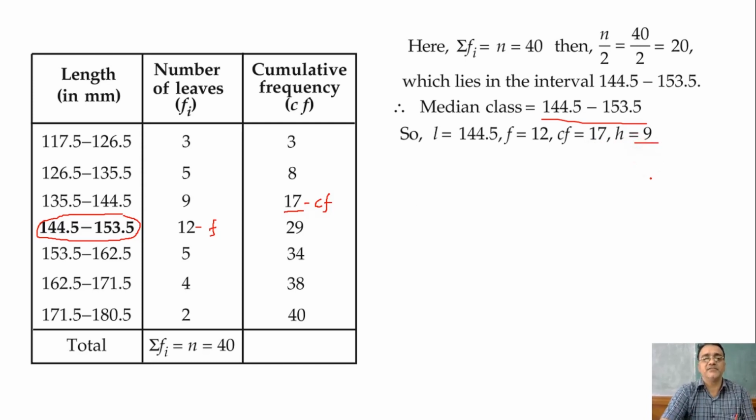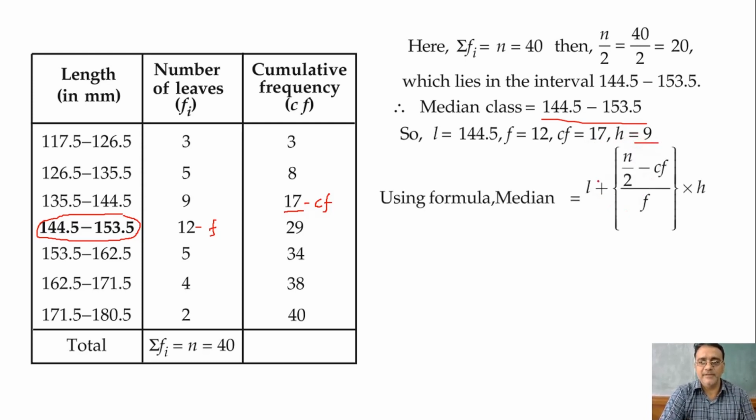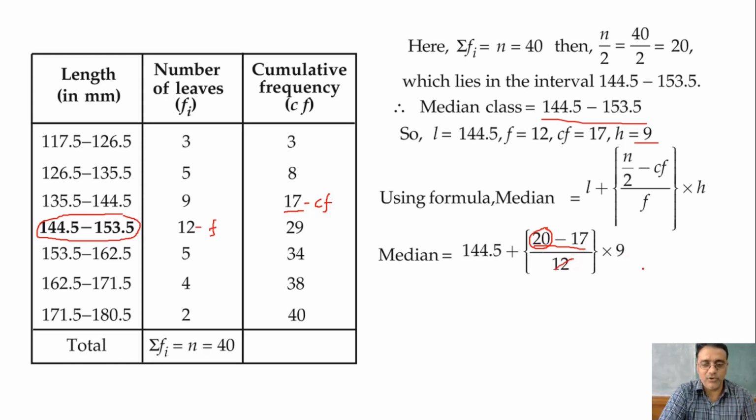After that we will write the formula. Then substitute in the formula. N by 2 we have already calculated as 20, so we directly substitute: 144.5 plus 20 minus 17 upon 12 into 9. So here how much will we get? 3. That 3 we can cancel with 12, getting 4, so 9 by 4 we get in the end. Okay. Look carefully here. What is 9 by 4?